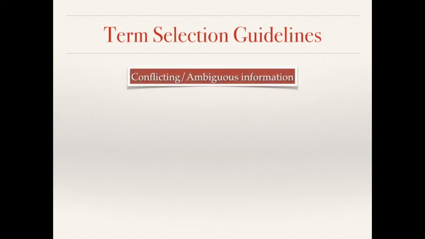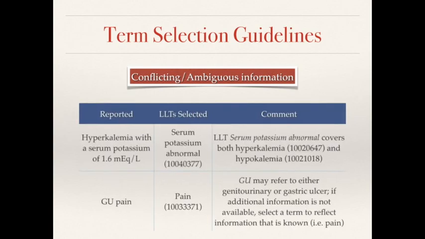When dealing with conflicting or ambiguous information, here are some guidelines. For example, the report states that the patient presented with hyperkalemia with a serum potassium level of 1.6 mg per liter. Choosing the LLT serum potassium abnormal is incorrect since that will cover both hyperkalemia and hypokalemia. Serum potassium increased would be a better choice for this case. Another example is a report stating that the patient presented with GU pain. Since GU may refer to either genitourinary or gastric ulcer, the better choice for LLT in this case is pain.